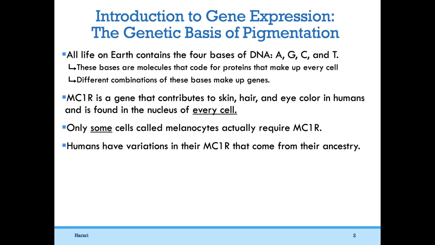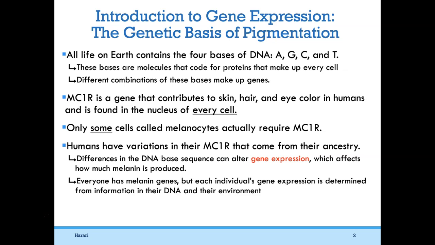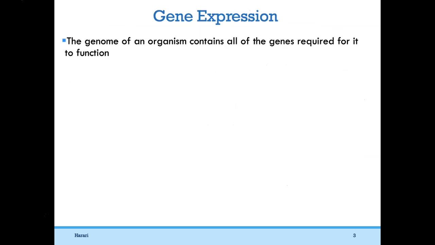So we're going to talk in chapter 13 a lot about the differences in DNA-based sequences and how they alter gene expression. In this case, we're talking about pigmentation. The sequence of this gene can be mutated, which can lead to different phenotypes. And within the human organism, every single cell has every gene, but not every single cell will express that gene. So everyone has melanin genes, but each individual's gene expression is determined from information in their genome, and also their environment contributes as well.